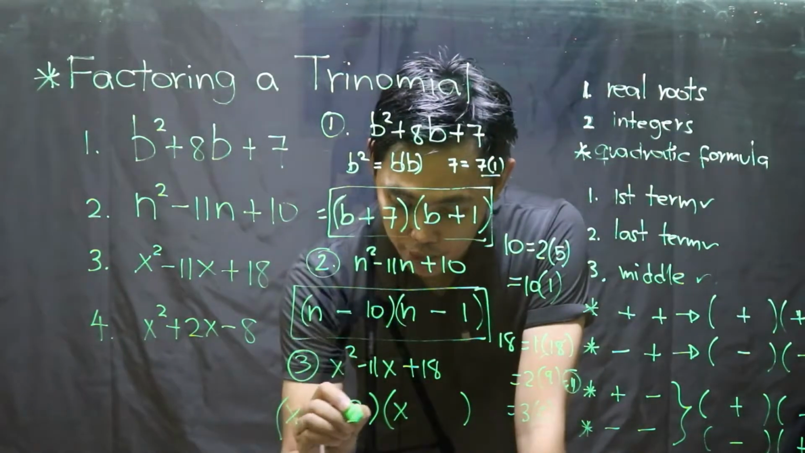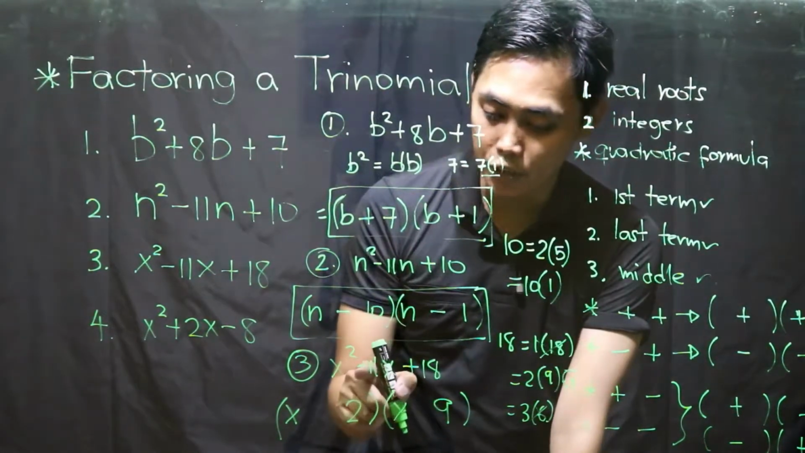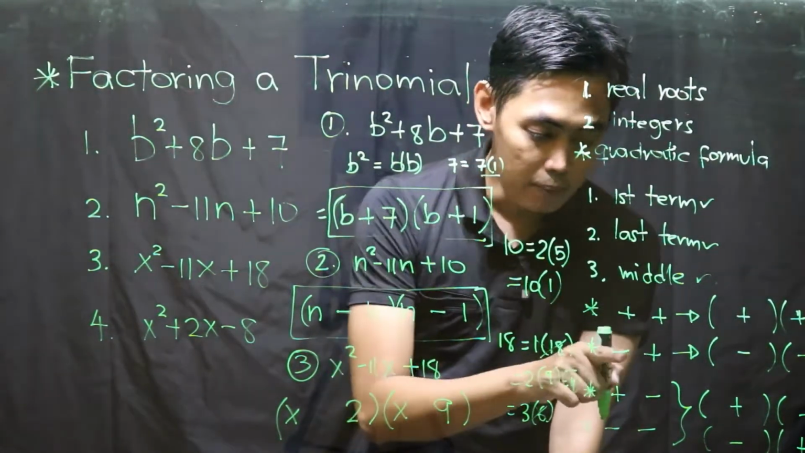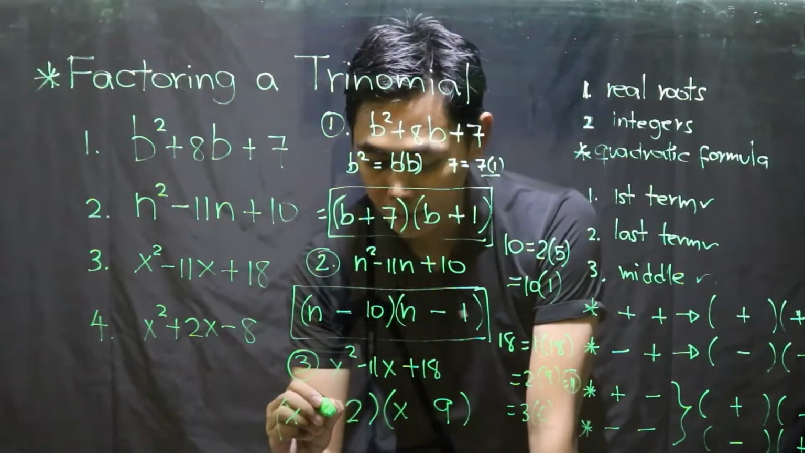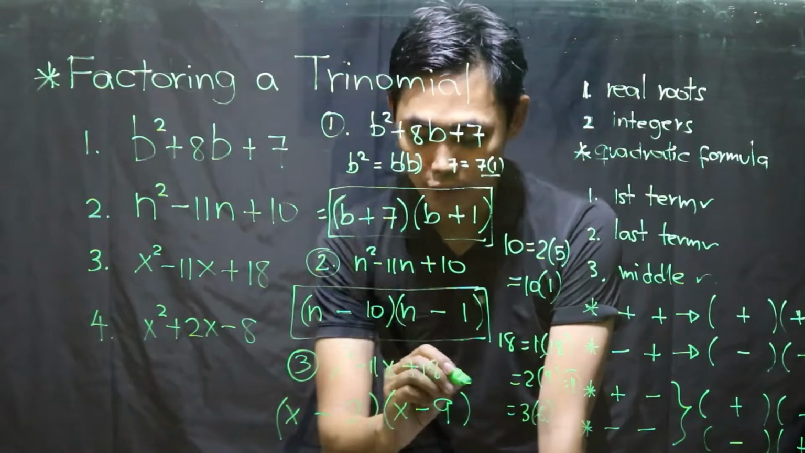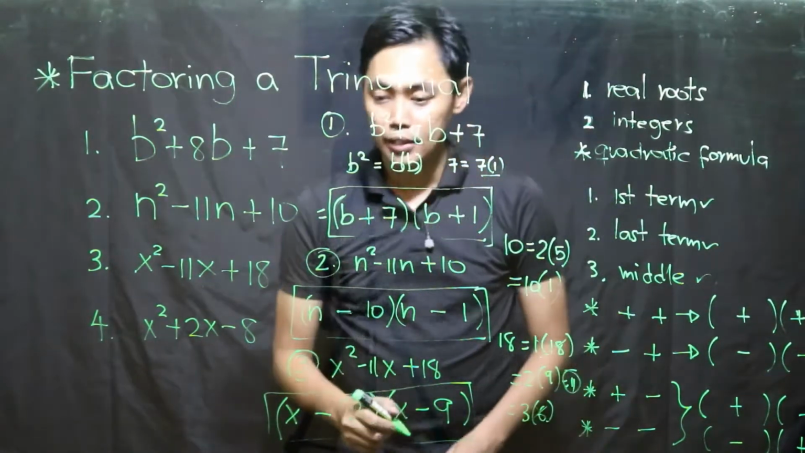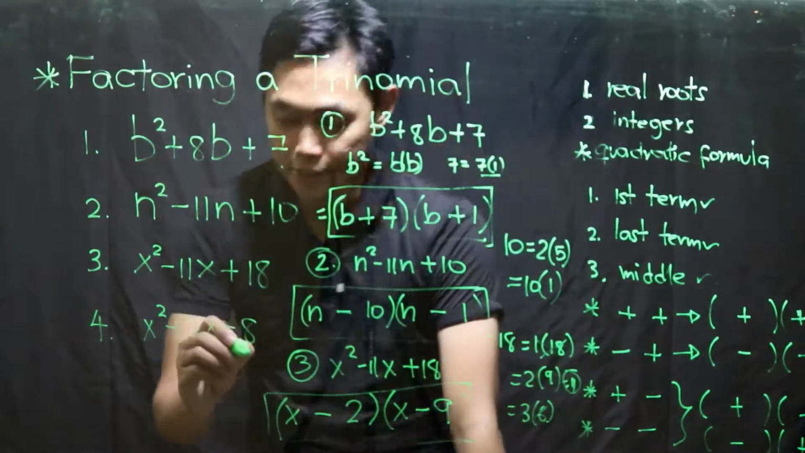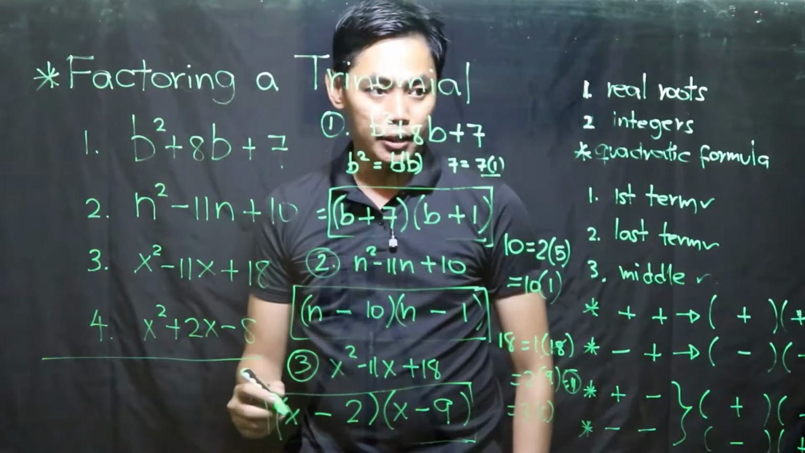So, let's write 2 here. Let's write 9 here. Next, go and look at the sign. So, this is minus and this is plus. Minus, plus, which means negative, negative. So, right here, negative, right there, negative. So, this is your answer. Okay? Let's have number 4, our last number. Okay, so number 4.